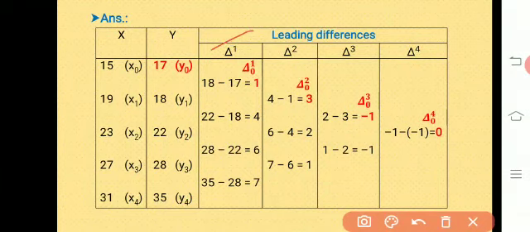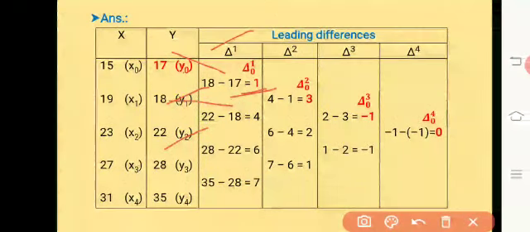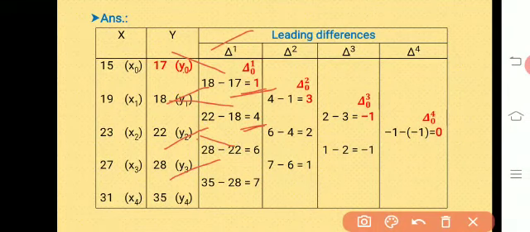It is nothing but 18 minus 17, you will get 1. Similarly, 22 minus 18 is equal to 4. Then 28 minus 22 is equal to 6. And the last is 35 minus 28 is equal to 7.